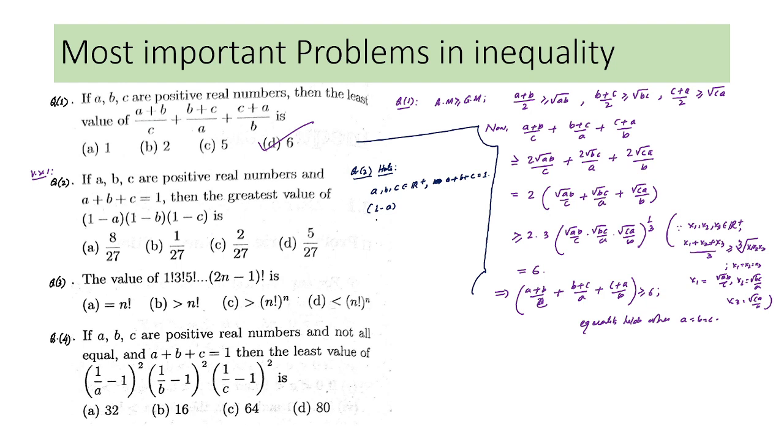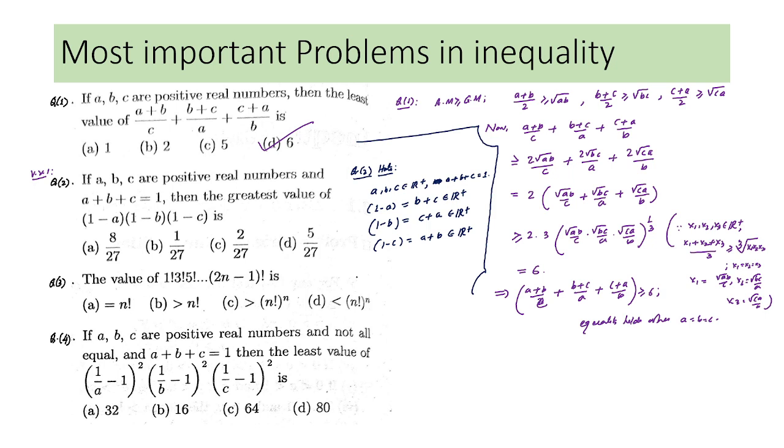So here you will see 1 minus A equals B plus C, 1 minus B equals C plus A, and 1 minus C equals A plus B. B and C are positive real numbers, so 1 minus B is also a positive real number. 1 minus A, 1 minus B is a positive real number. A is positive, B is positive, A plus B is positive, so 1 minus C is also a positive real number.